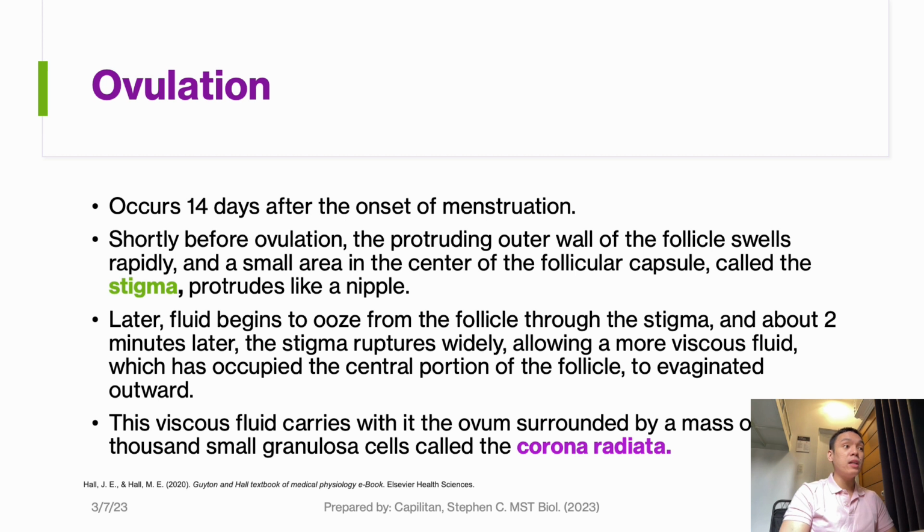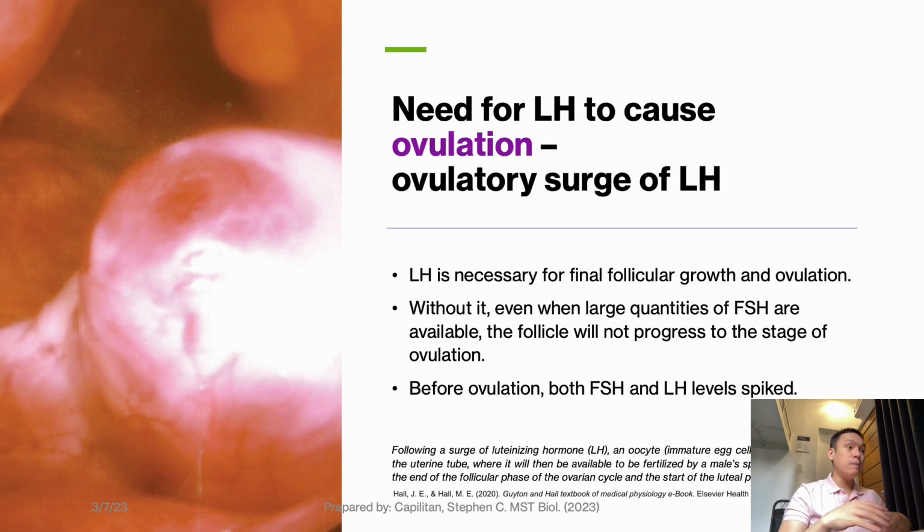Ovulation technically occurs 14 days after the onset of menstruation. Shortly before ovulation, the protruding outer wall of the follicle swells rapidly in a small area in the center of the follicular capsule called the stigma, which protrudes like a nipple. Later, fluid begins to ooze from the follicle through the stigma, and about 2 minutes later, the stigma ruptures widely, allowing more viscous fluid, which has occupied the central portion of the follicle, to evaginate outward. This viscous fluid carries with it the ovum, surrounded by a mass of 1,000 small granulosa cells. We call them the corona radiata.